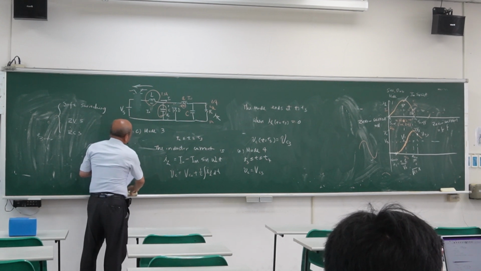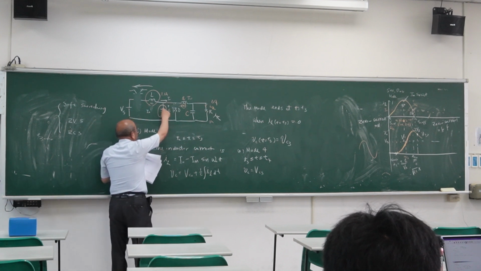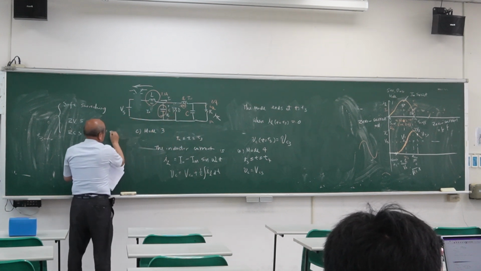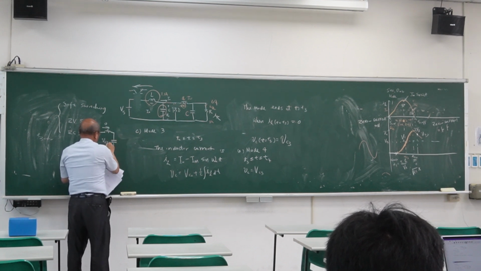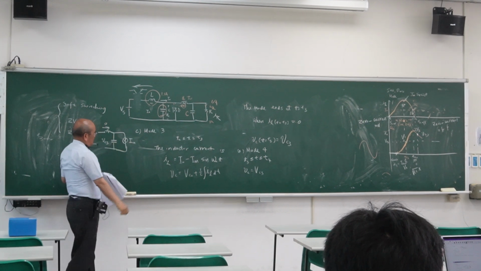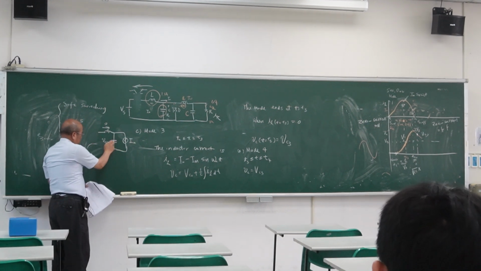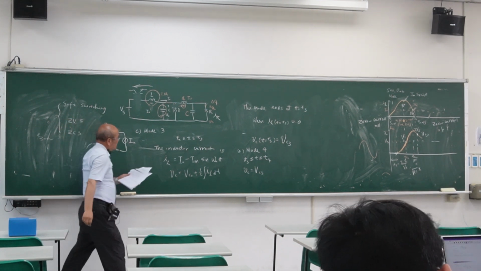So what is this current? What is this voltage? What is the equivalent circuit? This is 0, and this is VC3, and the diode is off, but we have I0 here. So what is the voltage? The voltage is the initial value.